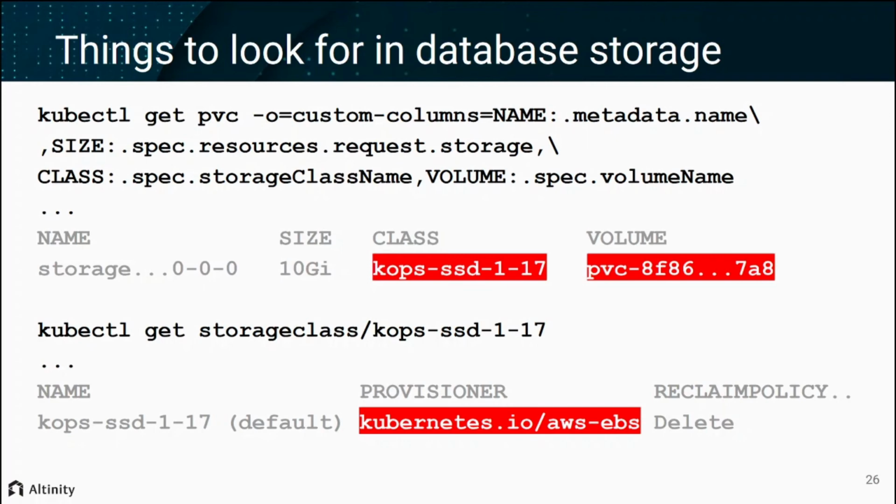Another thing that's important is to look at the storage class itself and make sure that it's using the provisioner we expect. The provisioner is the thing that actually goes out and allocates the storage. Again, our class here is kops-ssd-1-17. Its provisioner is the AWS EBS storage provisioner, which goes out and allocates block storage. So far so good. It should stick around when pods get restarted. Everything looks copacetic. However, that's not to say that we're fully protected.